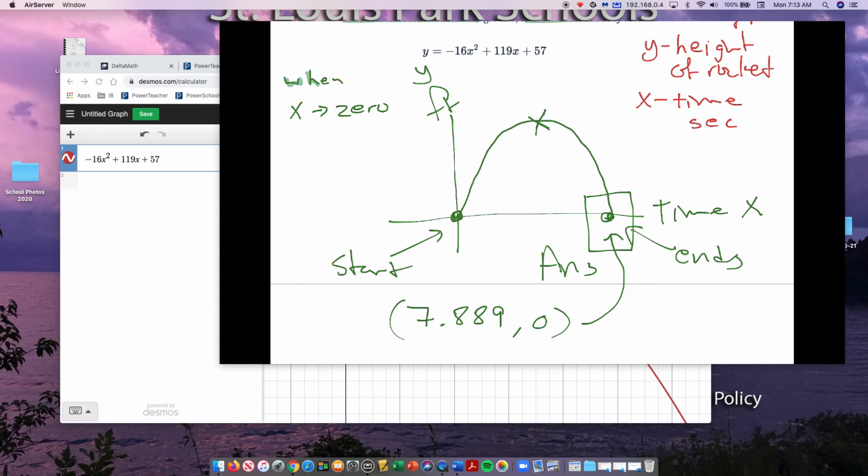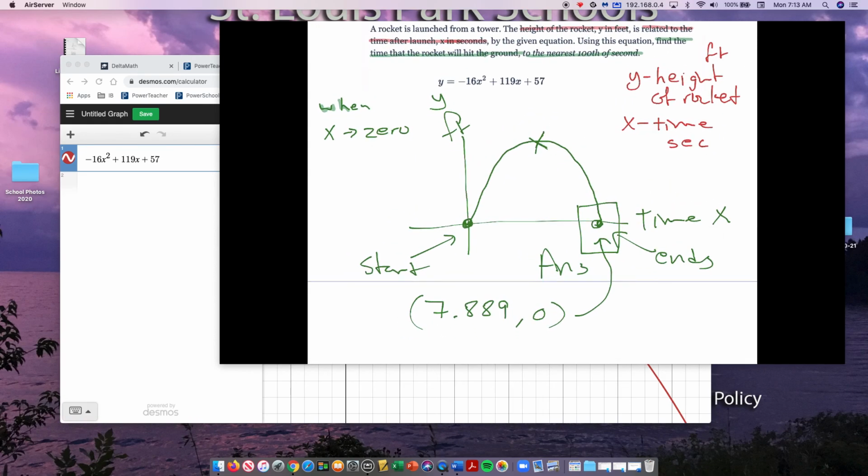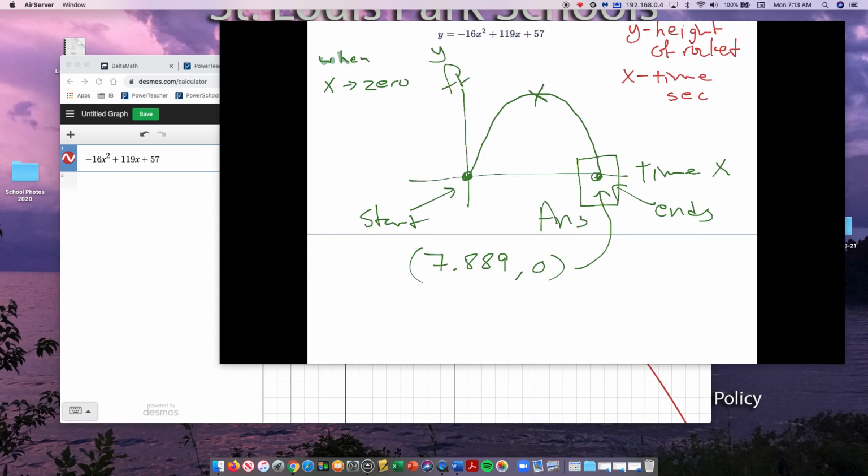So when we're asked this question, to the nearest hundredth of a second, so hundredth of a second is 2 decimal places. So the nearest hundredth of a second, our answer is when x is equal to 7.89 seconds.